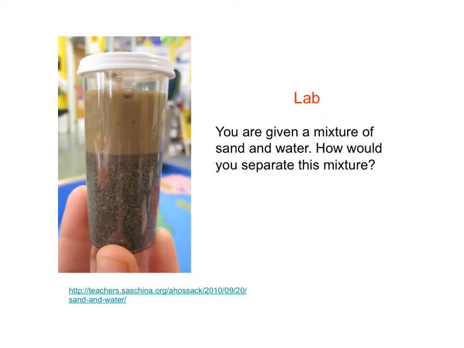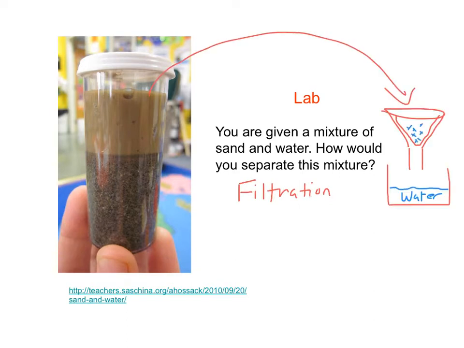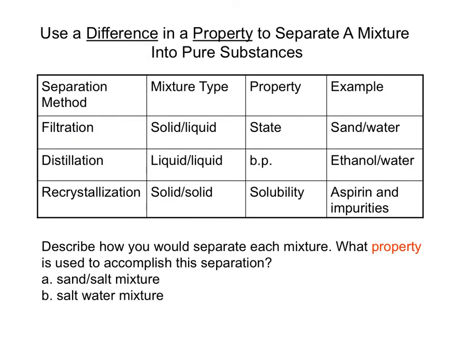You're given a sand-water mixture. Stop the video and figure out how you would separate this mixture into sand and water. And the answer is, you would pour the mixture into a funnel. The sand gets trapped in the funnel and the water passes through. To separate a mixture, you want to use a difference in a property to accomplish that separation.